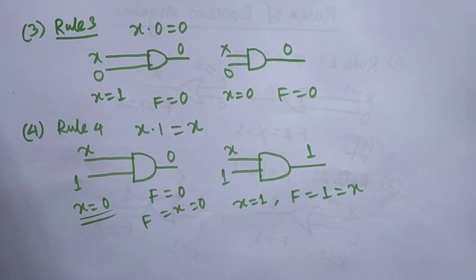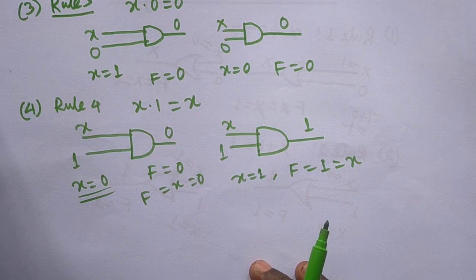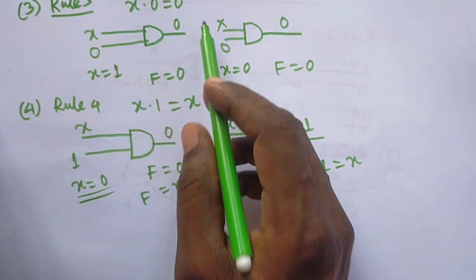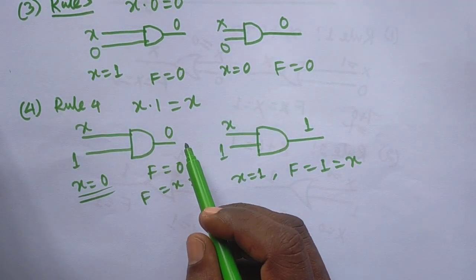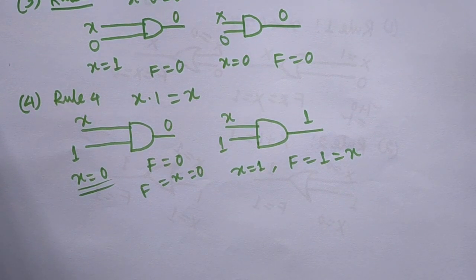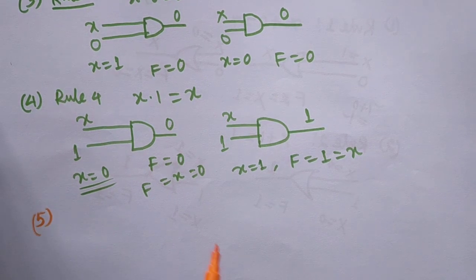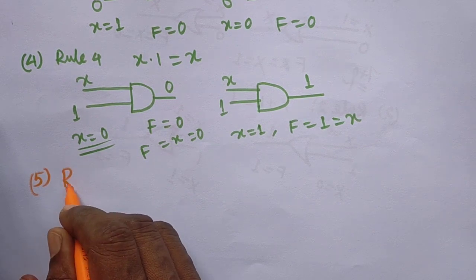Okay. So these two AND operations we consider, that is x dot 0 is equal to 0, x dot 1 is equal to x. Okay. Next I will consider another rule. That part is also important, that is rule 5.